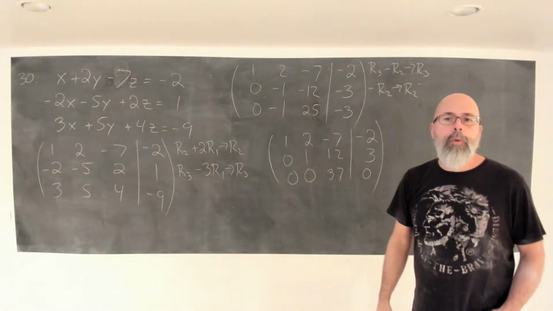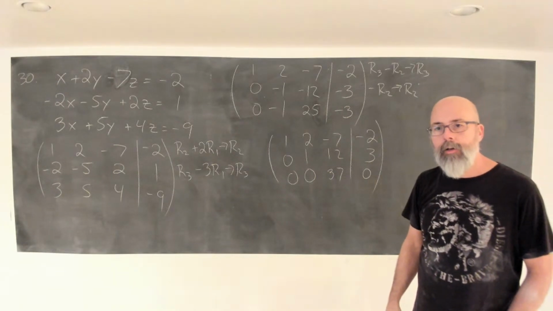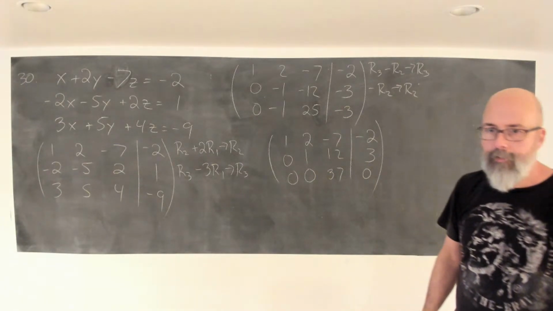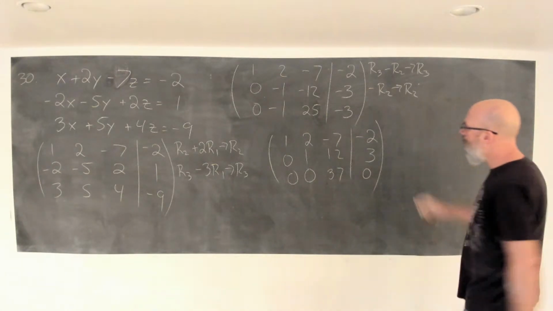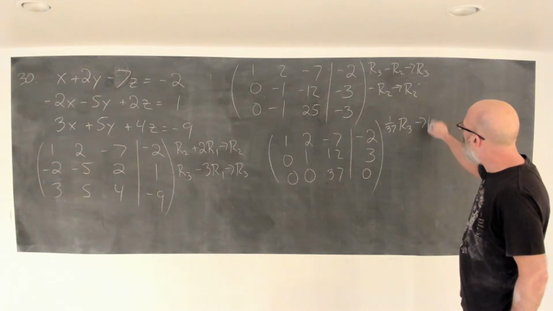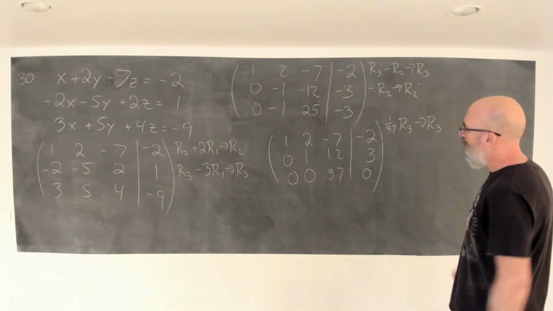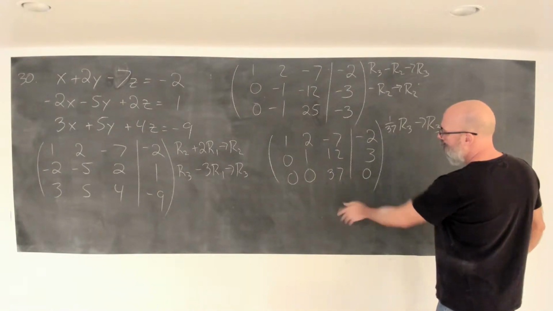We still need to do a bit more before I release web work 1, maybe by the end of the week, if we've done enough. Let's change this into a 1. 1 over 37, row 3 for row 3. So that'll change this into a 1 and this into a 0.